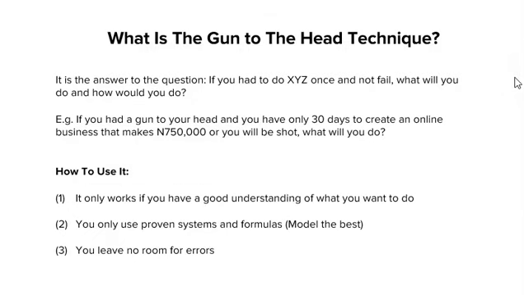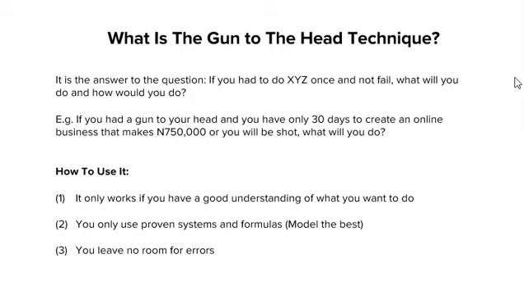So what is this gun to the head technique and how do you use it? This gun to the head technique is the answer to the question, if you had to do X, Y, Z, if you had to do something once and not fail, what will you do and how will you do it? For example, if you had a gun pointed at your head and you have only 30 days to create an online business that makes 750k, or you will be shot, what will you do?